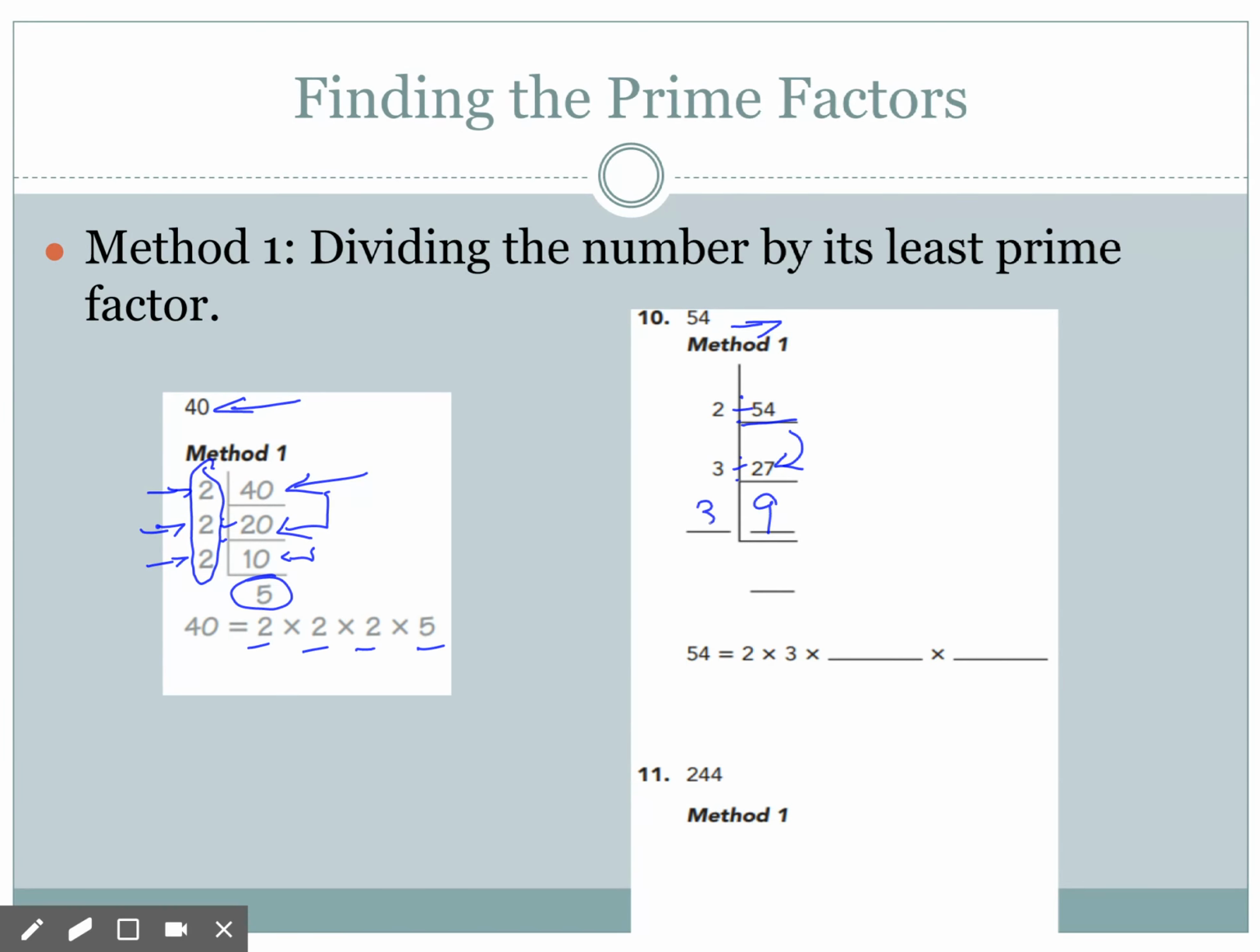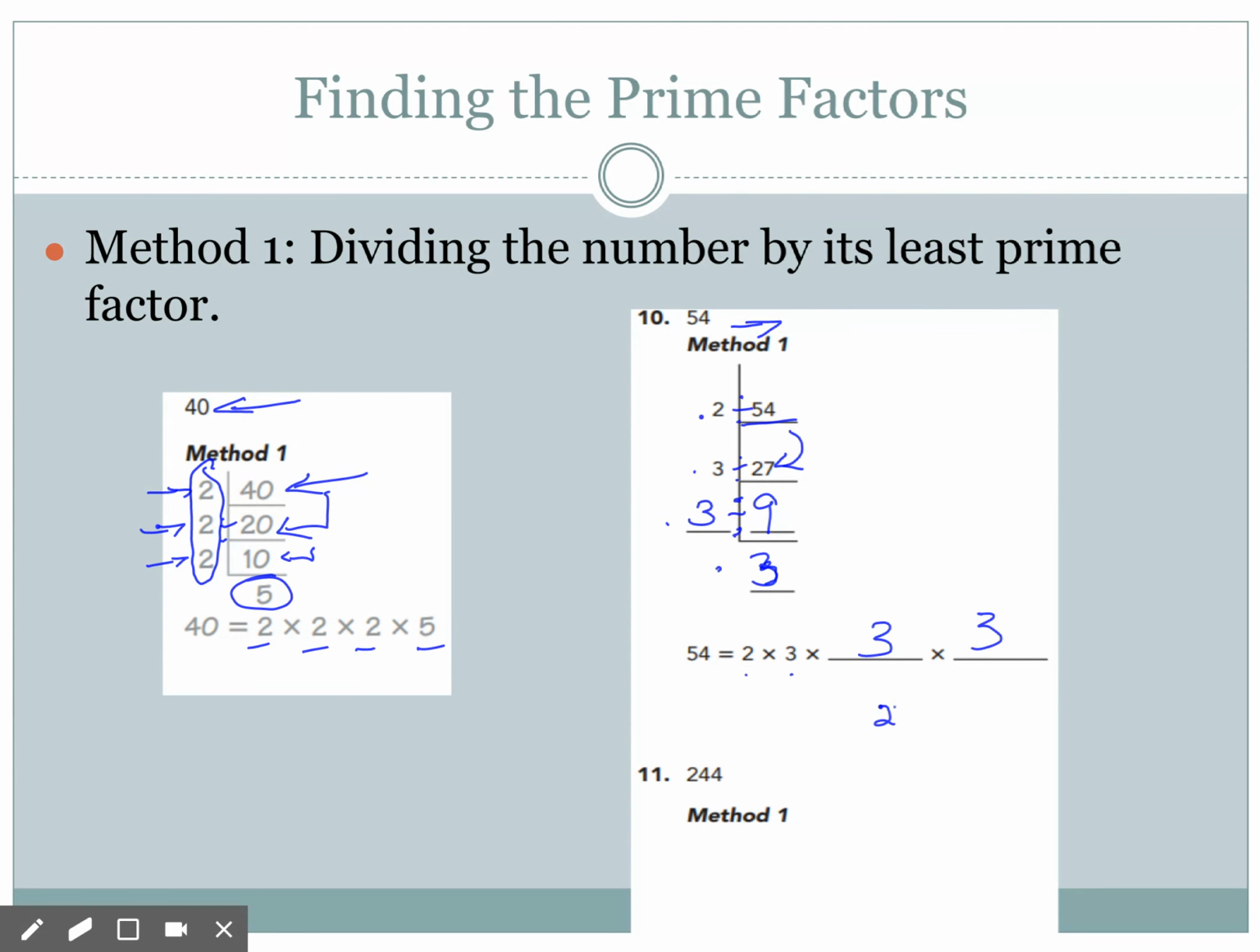9's least prime factor is also 3, so we divide. And 9 divided by 3 is 3. We stop here again because 3 is a prime number. So now I take all of these prime factors and put them into a multiplication problem. They already gave us the 2, the first 3, and now we're just going to fill in the other ones.